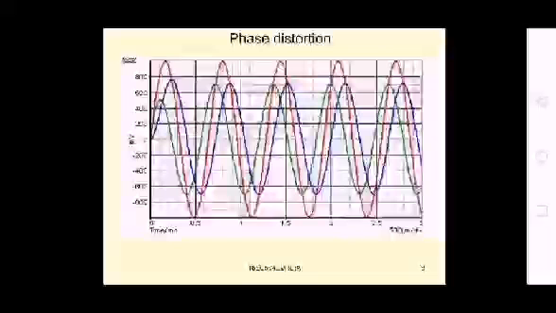And this is the diagram for phase distortion. The phase of the signals may be varied when signals of different phases are transmitted to a network. What happens is that the phase will be distorted.